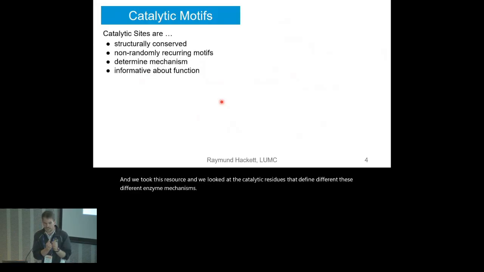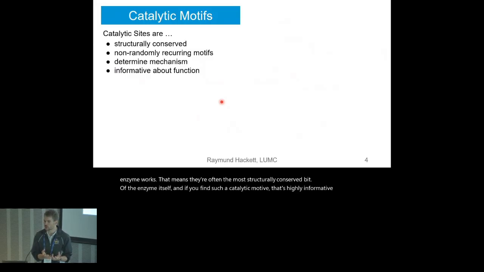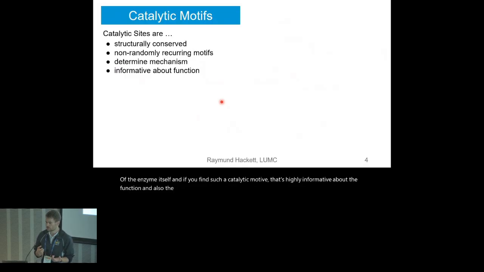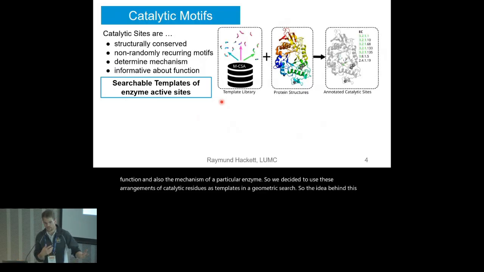And these catalytic motifs have a few properties. One, they're absolutely critical for how an enzyme works. That means they're often the most structurally conserved bit of the enzyme itself. And if you find such a catalytic motif, that's highly informative about the function and also the mechanism of a particular enzyme. So we decided to use these arrangements of catalytic residues as templates in a geometric search. So the idea behind this project is, in essence, really simple.